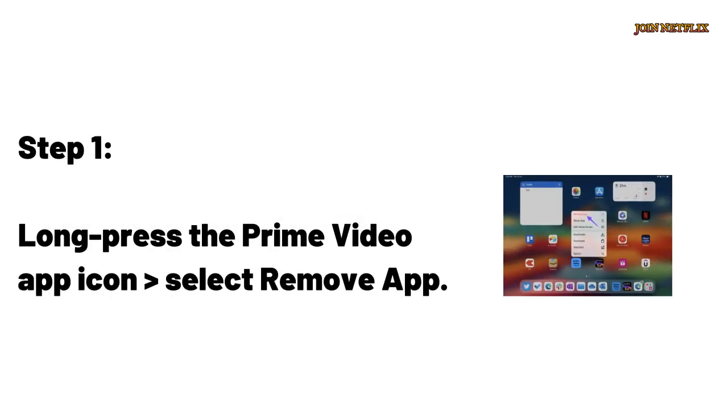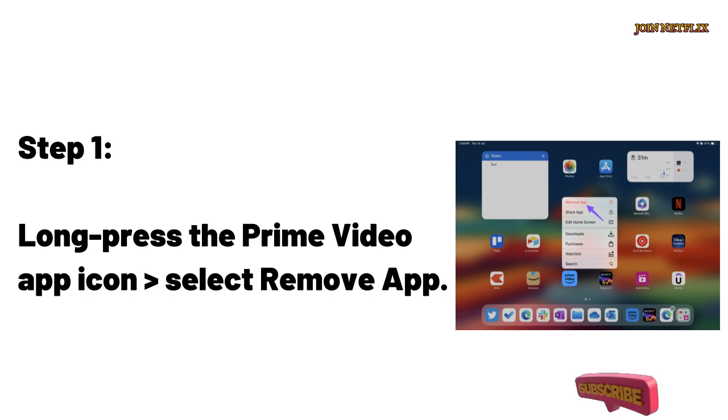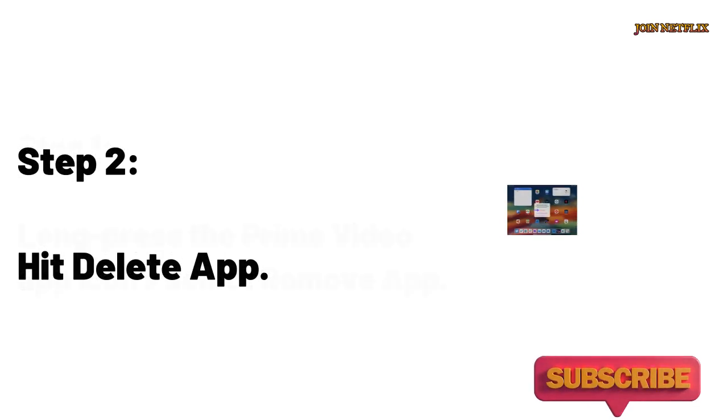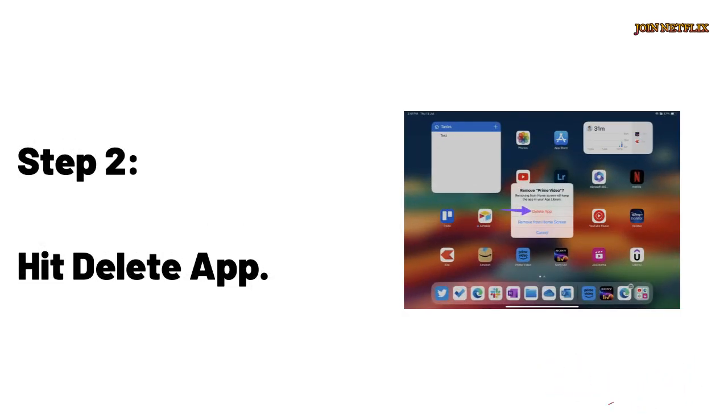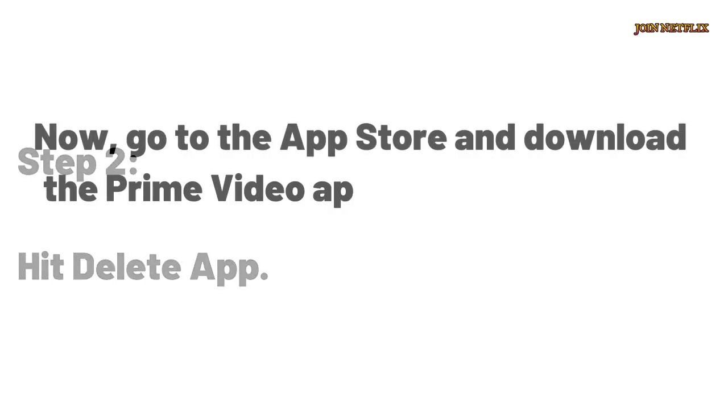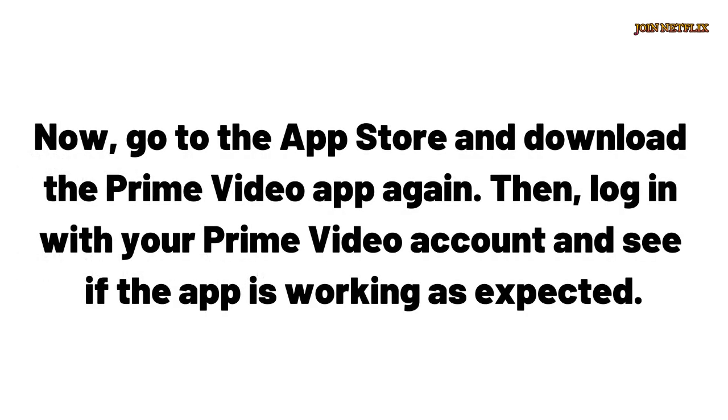Step 1. Long press the Prime Video app icon, then select Remove App. Step 2. Hit Delete App. Now go to the App Store and download the Prime Video app again. Then log in with your Prime Video account and see if the app is working as expected.